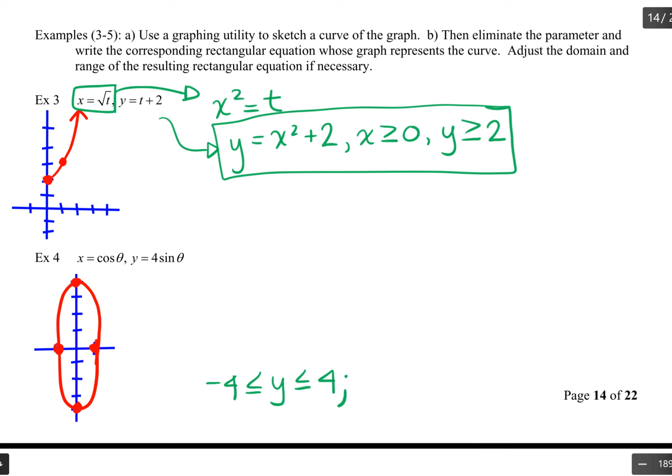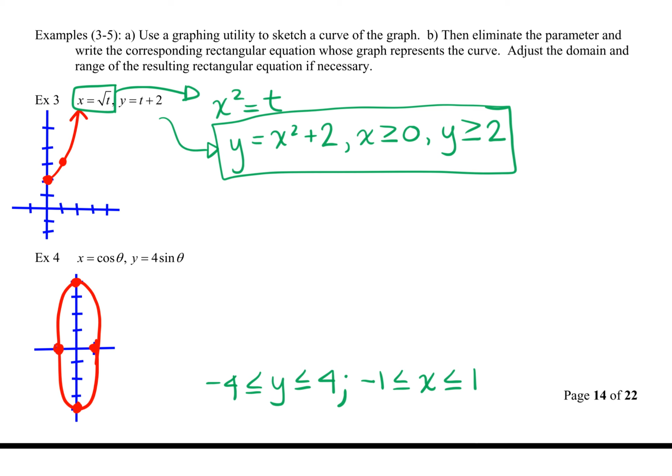Similarly, if we look at x equal to cosine of theta, that goes between -1 and 1. That makes sense because the cosine of theta is restricted to -1 to 1 from our unit circle. So now we're simply going to eliminate the parameter. To eliminate the parameter here, we're going to use a trig identity. Oh yes, they come back to you.